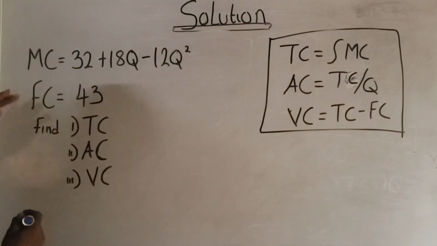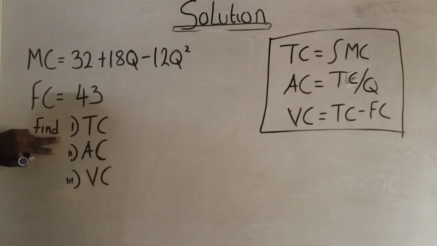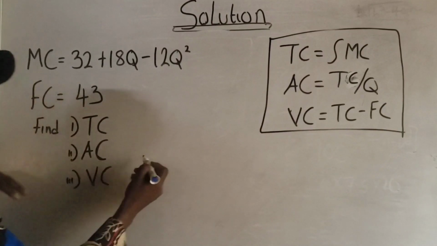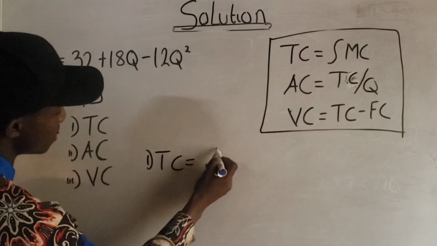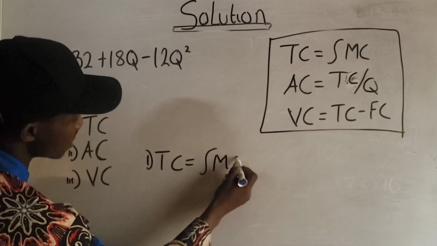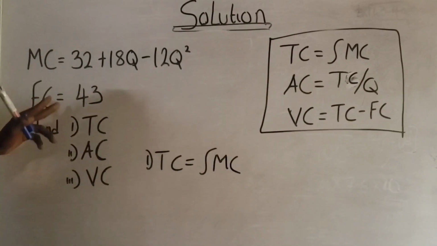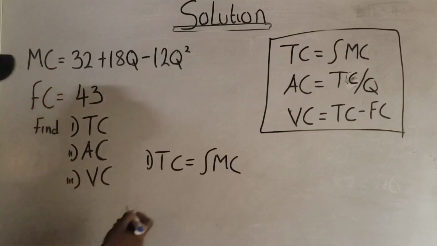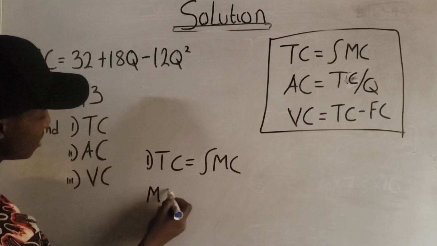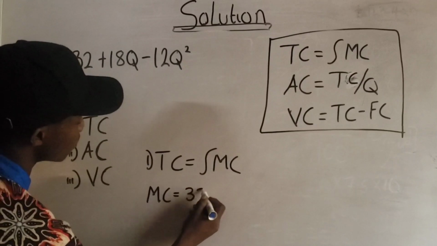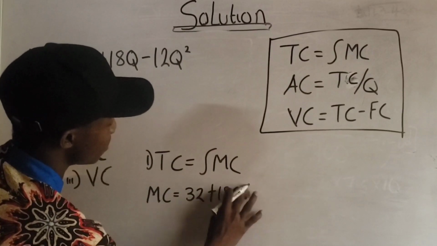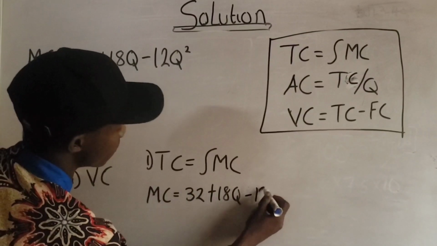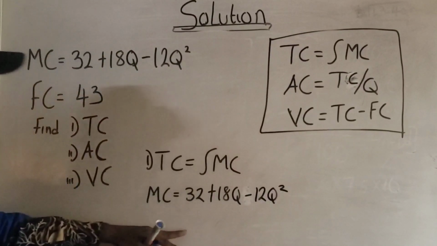Okay, let us start by first determining the total cost. The total cost is equal to the integration of marginal cost. So if I want to integrate the marginal cost function, the marginal cost function is this: MC is equal to 32 plus 18q minus 12q squared. This is the marginal cost function.